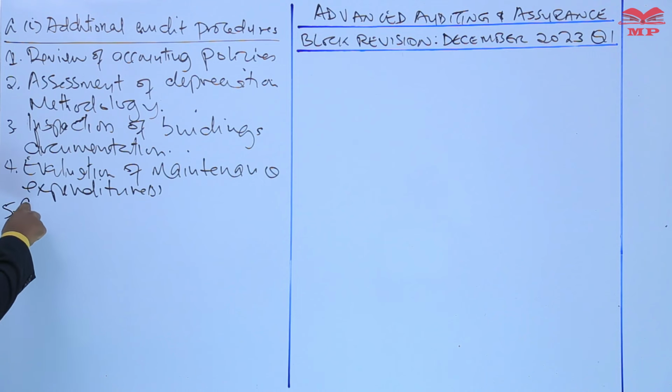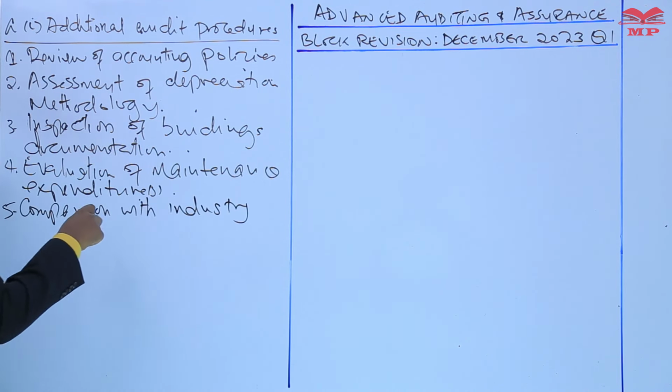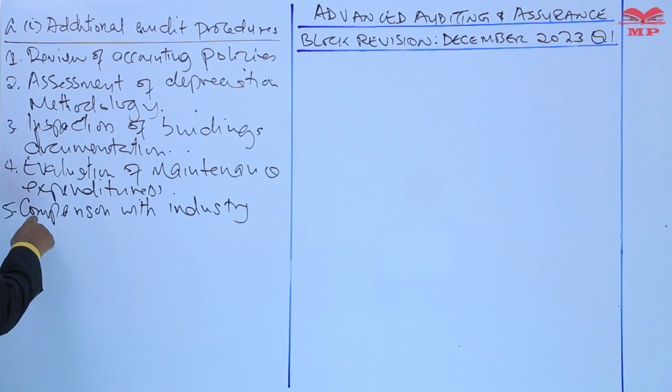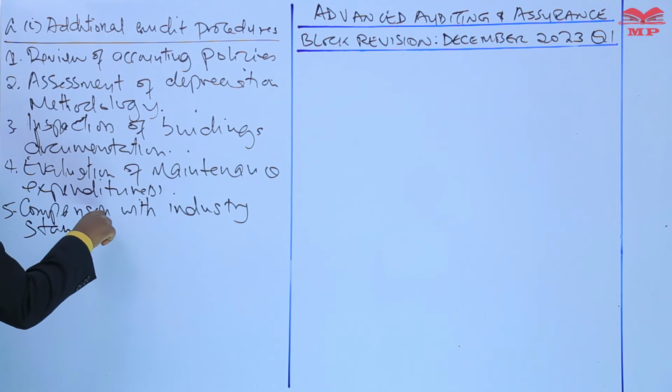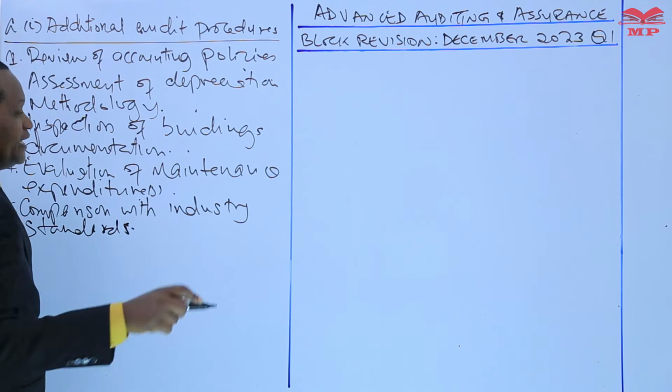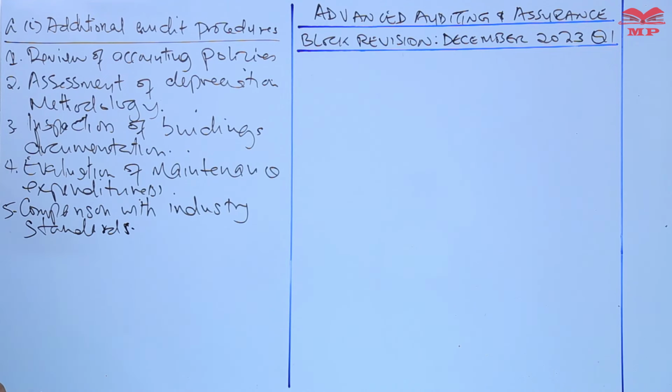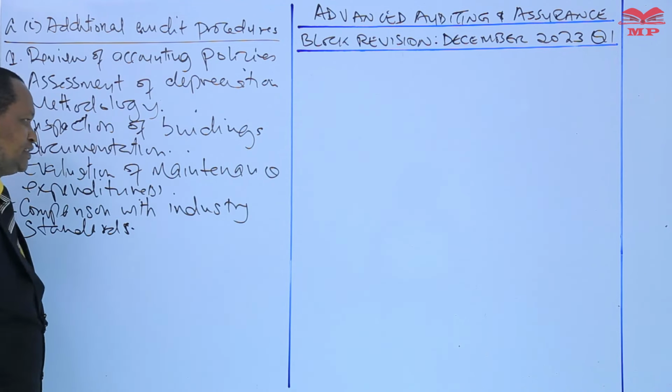Number 5, comparison. The auditor can do a comparison with industry standards. What are the industry standards? That means that the auditor should do what we call benchmarking. Benchmark the company's depreciation policy and practices against industry standards and norms, and consider factors such as the average useful life of the buildings in the industry sector, and also the common depreciation rates used by peer companies.